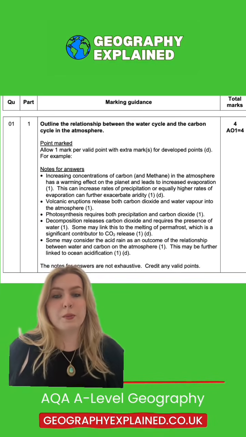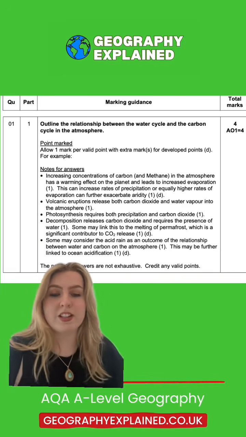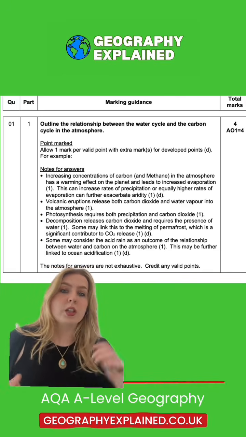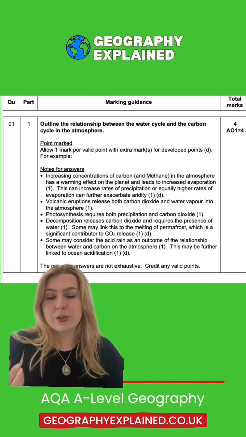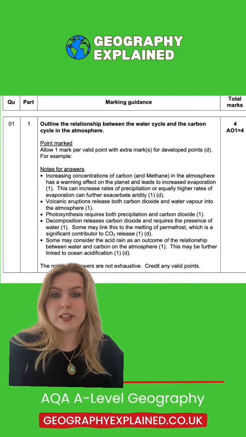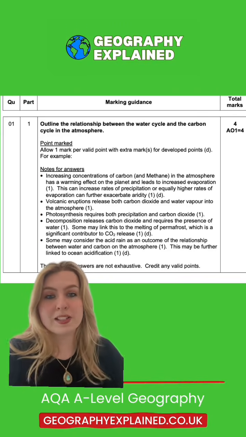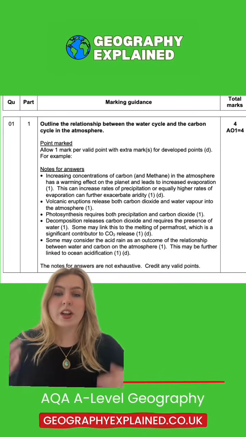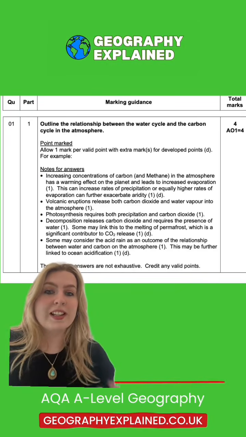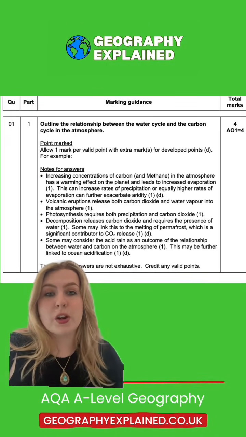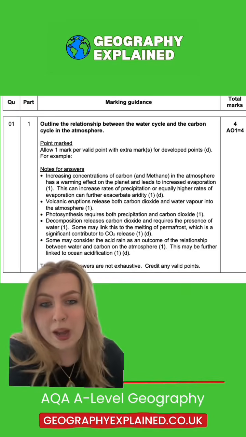You could also talk a little bit about how volcanic eruptions release not only carbon dioxide, but also water vapour into the atmosphere. That's also a really clear way that these 2 cycles are linked. Photosynthesis as well requires both precipitation and carbon dioxide to be able to function effectively.